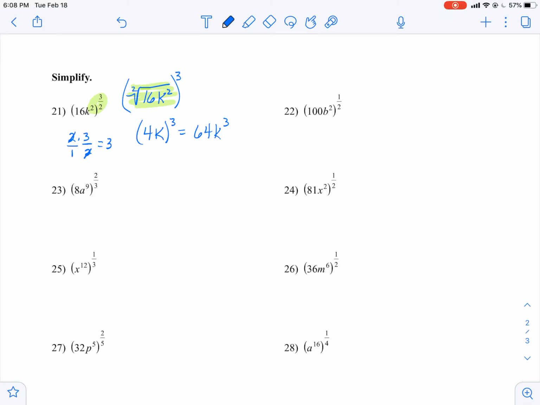So in this case, if I did it as a radical, it would mean the square root of 100b squared, which the square root of 100 is 10. The square root of b squared is b. Final answer.